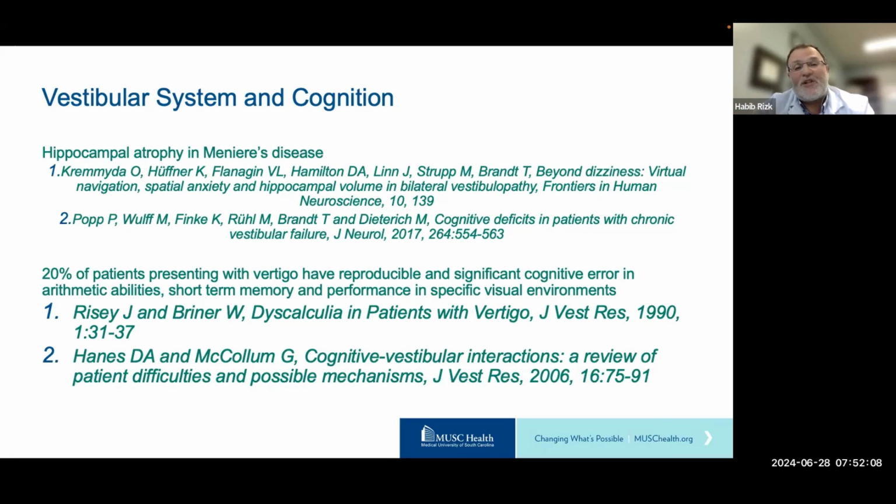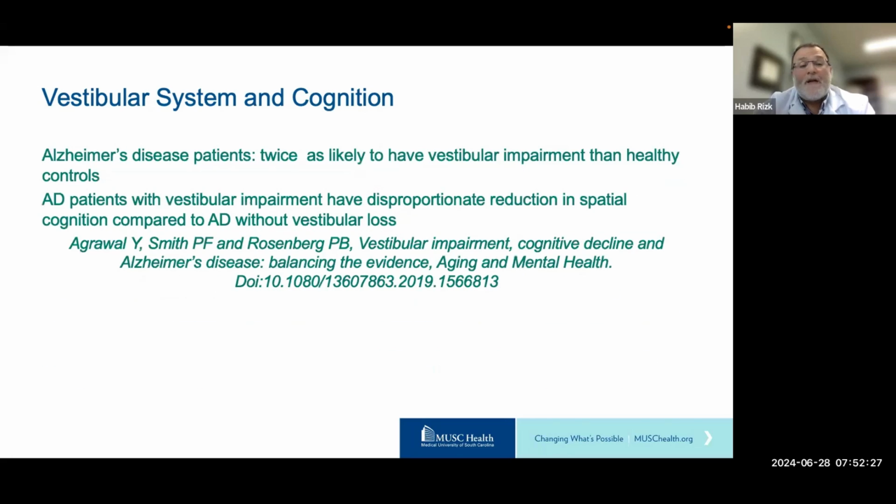Learning disabilities in children can sometimes be attributed to vestibular disorders. And there's a lot of effort being done here in the US, but also in Europe, studying those dyscalculia and dyslexia patients and figuring out how many of those patients actually have undiagnosed peripheral vestibular disorders.